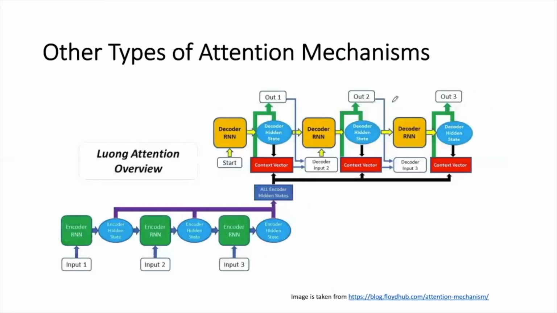Similarly, we have other types of attention mechanisms. So this is another form of attention mechanism. The differences are basically in terms of how the context vector is computed and how exactly it is used. Those are the two main differences. Here, if you can see, the context vector is also used to generate the output of the first word. It's not just passed on to the next input or added to the next input. It also helps to generate the current word. So that's a small difference.